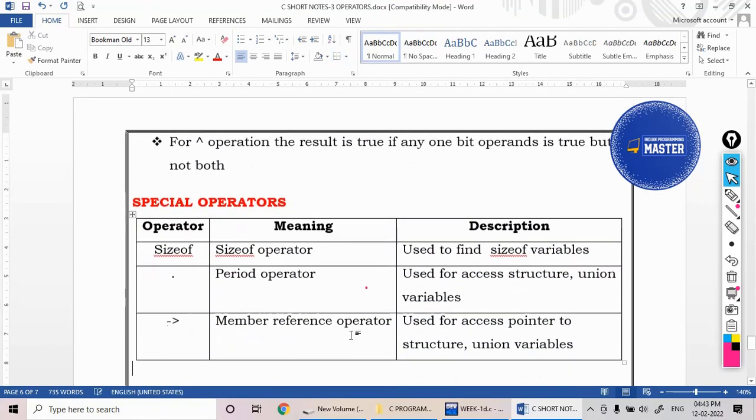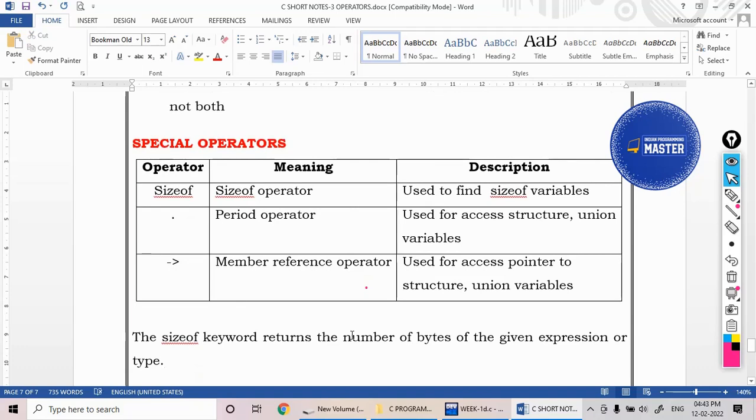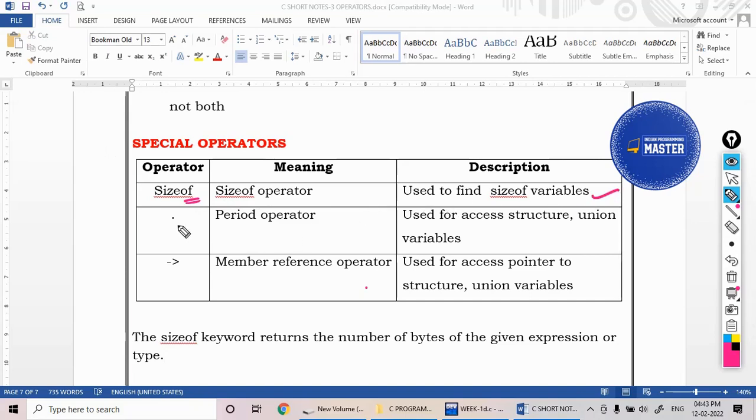Now the last one, special operators. What are these special operators? We have the sizeof operator. Using this, I can find the size of variables. And the dot operator, also called the period operator. This can be used inside structures and unions if you would like to access those structure or union elements.